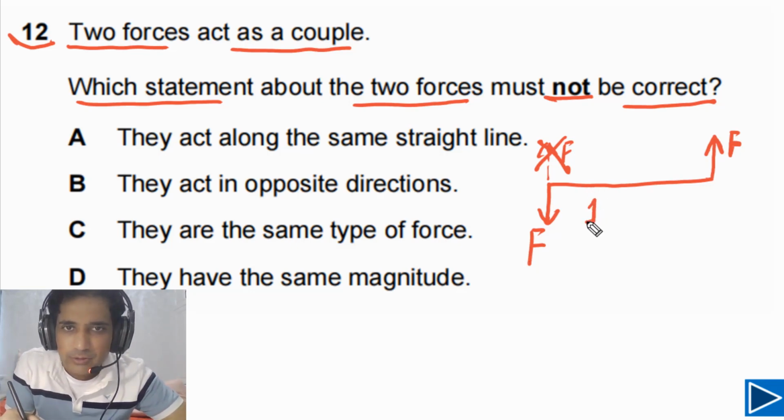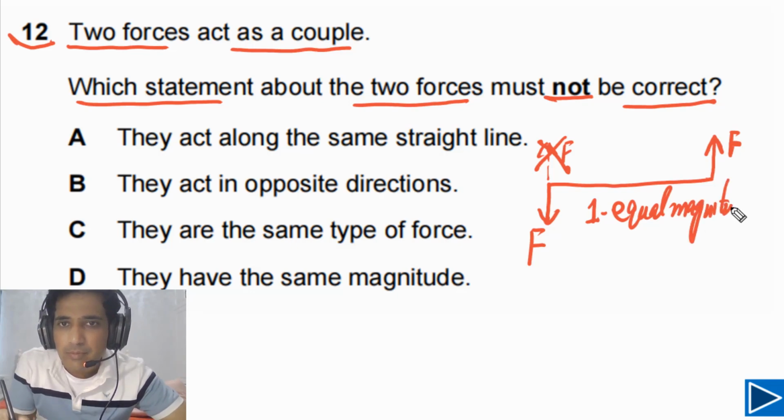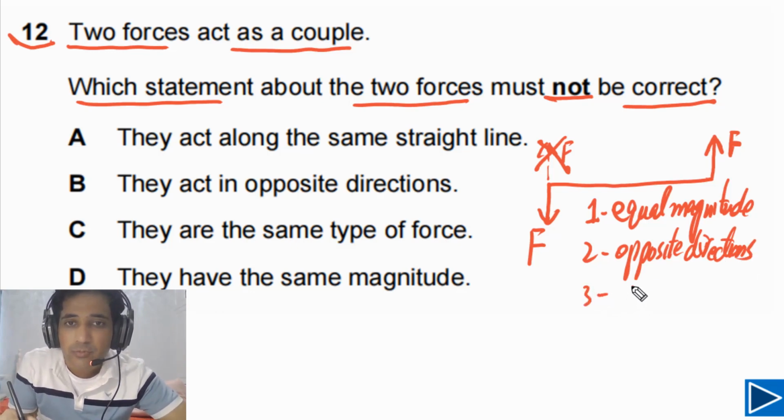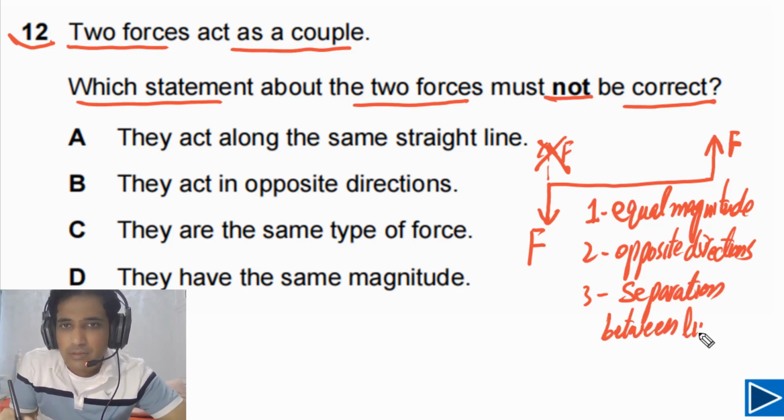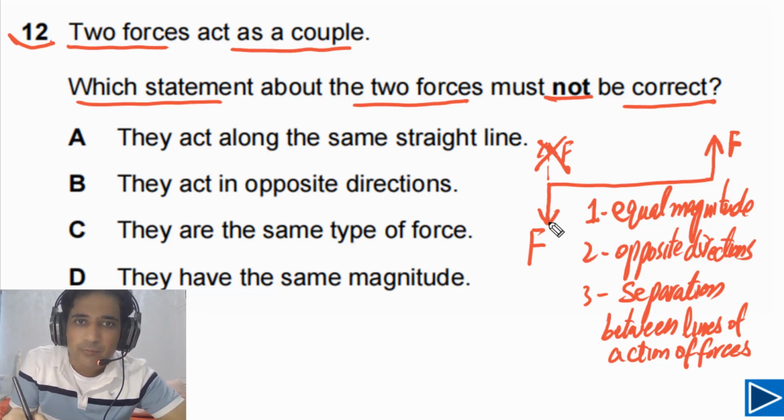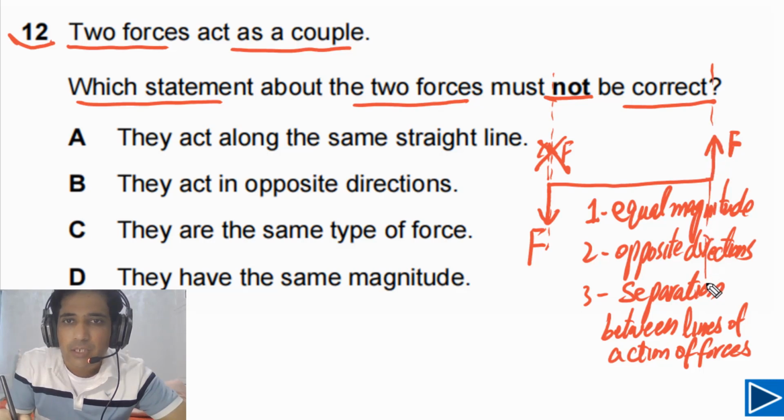So let me write down here some points. First of all, they must have equal magnitude. Second, these forces must be in opposite directions. Third, these forces have to be separated. There must be separation between the lines of action of these forces. It simply means that if we draw the line of action, this force is acting along this line, and this force is acting along this line. So there is separation between these two forces.